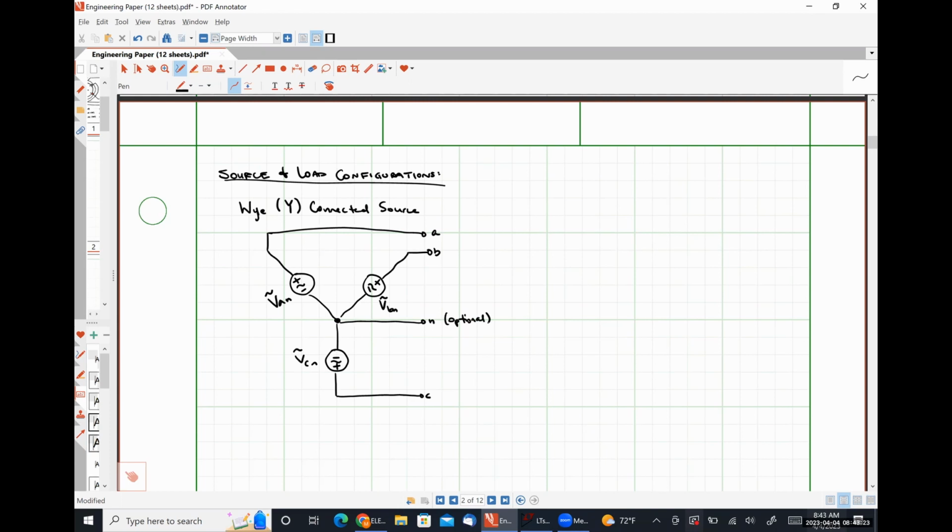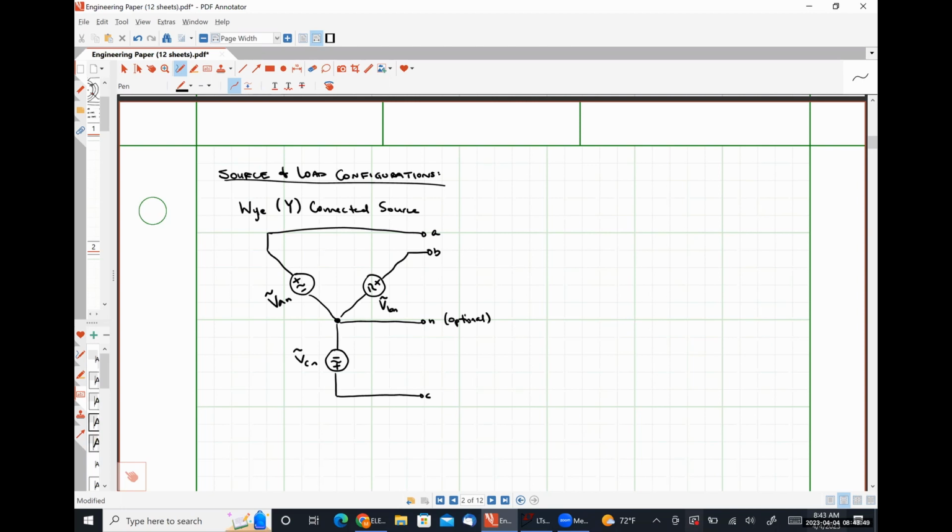Okay. And this neutral terminal is actually optional. Or let me rephrase that. The neutral terminal will be there, but you don't necessarily have to connect a wire to it. You don't necessarily need to use what's called the neutral conductor. Okay. So this is the classical representation of a Y-connected source, and I don't much care for it.